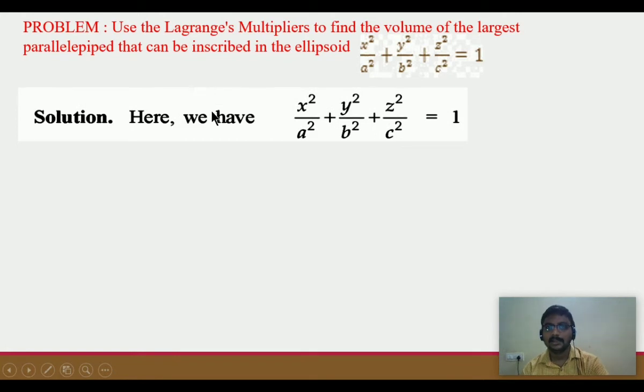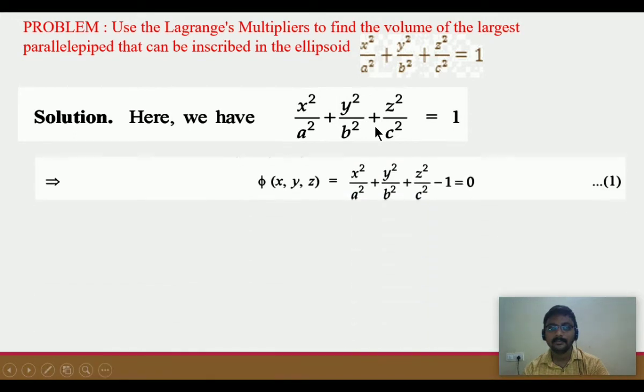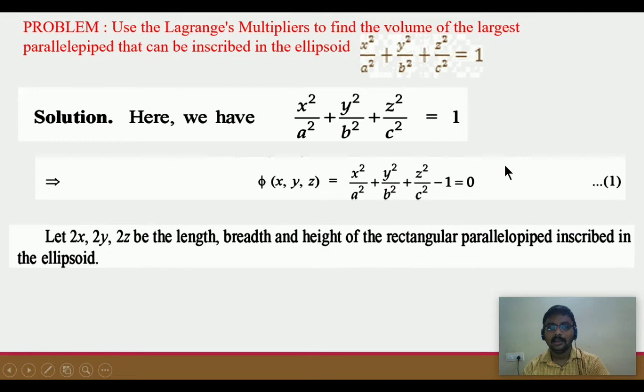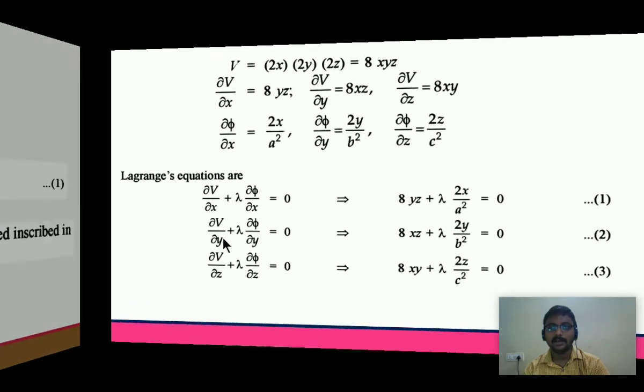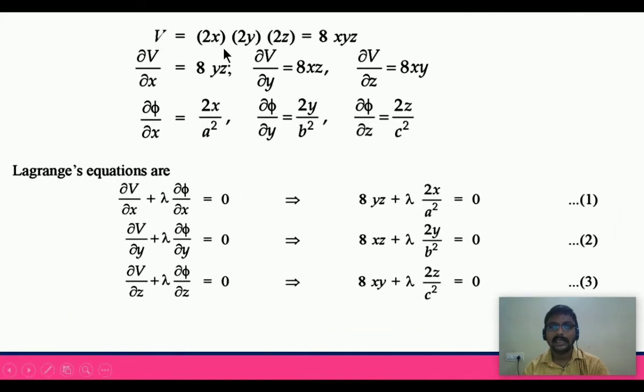So the given ellipsoid equation, that is the constraint equation, is phi. So phi is x square by a square plus y square by b square plus z square by c square minus 1, which is equated to 0. Let it be equation 1. Now let 2x, 2y, 2z be the length, breadth and height of the parallelepiped, which can be inscribed in the ellipsoid. So the volume of the parallelepiped is given by length into breadth into height, that is 2x into 2y into 2z, which is 8xyz.